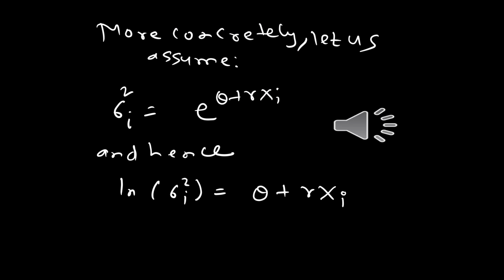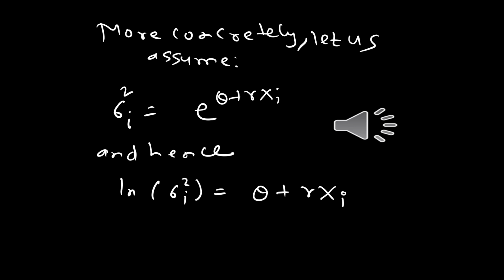More particularly, let us assume that sigma square i takes the form e raised to theta plus gamma xi, where xi is the explanatory variable in our regression model. Instead of this, xi could be equivalent to any other variable zi. It could be e raised to theta plus gamma 1 z1 plus gamma 2 z2 and so on. But for simplicity, we are using e raised to theta plus gamma xi.